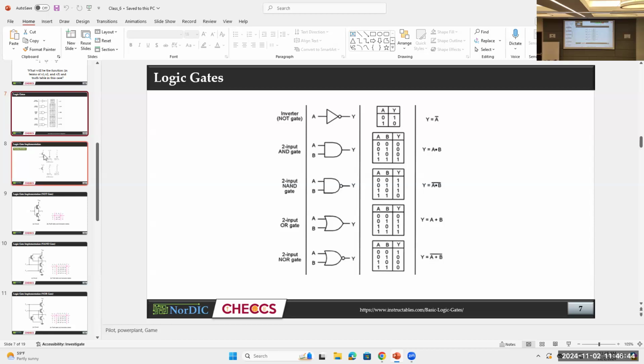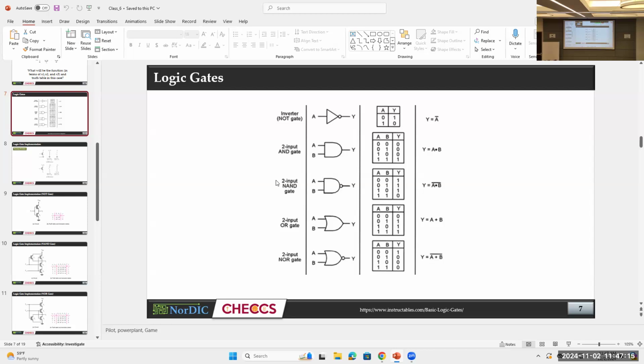Now the question is, these are just blocks, right? This is an AND gate, but how are these AND gates made? What's inside the AND gate? I have shown you with switches, but what is the proper implementation? We will go through that. This AND gate, OR gate, whatever it is, is made with MOSFETs.